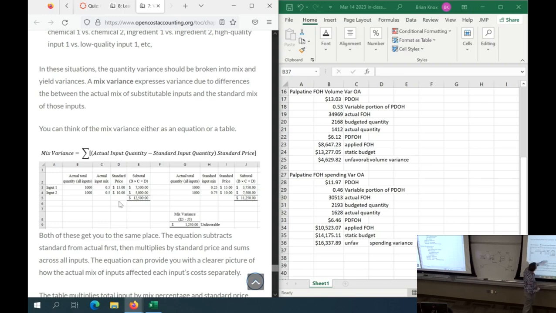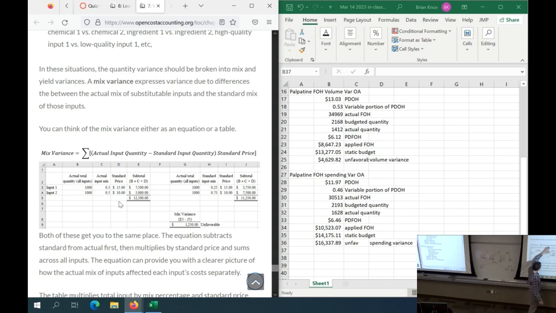Up here, the same thing. You take the actual input quantity. In this case, it's 500 for input 1. 500 minus the standard would be 250. We should have 250 units. So we have a positive 250 in the parentheses times the standard price for input 1 of $15. So 250 times 15. And you add that, that's what the summation means. You add that to the next input.